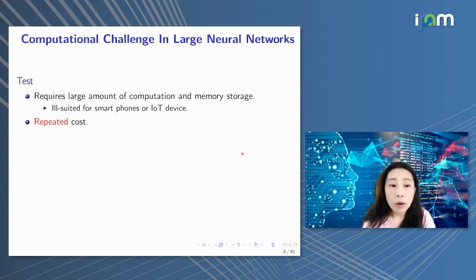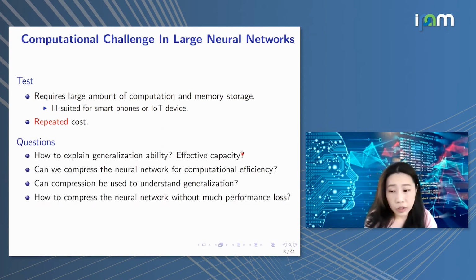Based on this idea, and also on the idea that there are some computational challenges in large networks, we're going to propose something. So what is this computational challenge? It's basically saying that during test time, if you have a large neural network that you have to deploy, every single unseen image or every single unseen input data you have to predict requires a large amount of computation and memory storage. This is really ill-suited for smartphones or internet devices, which have very limited memory and power. And what's worse is this is a repeated cost. So there comes a question: how do we explain generalization ability? Are there effective capacities that explain the generalization? Can we compress the neural network for computational efficiency?